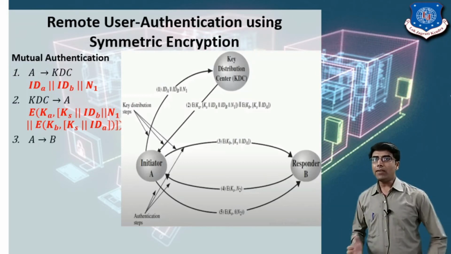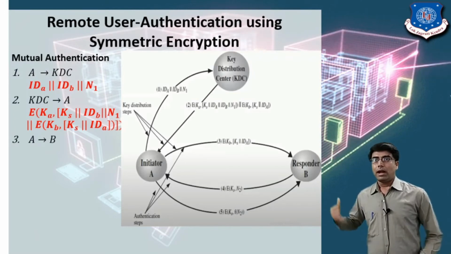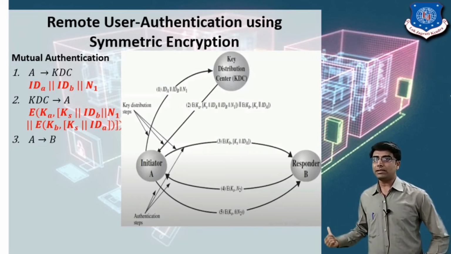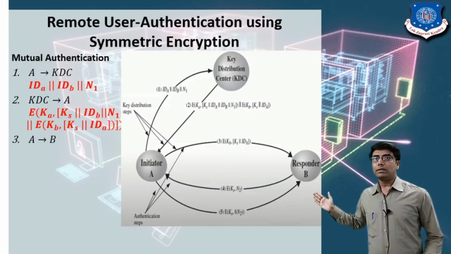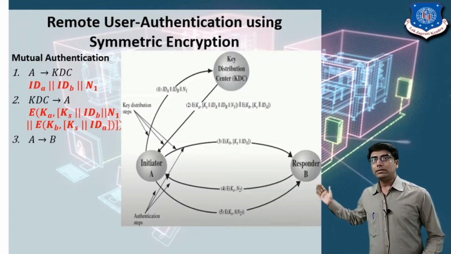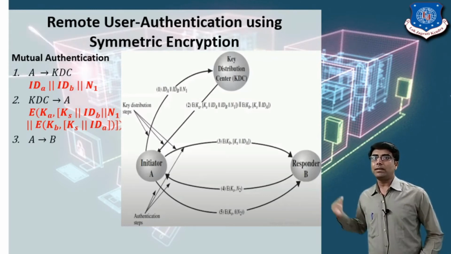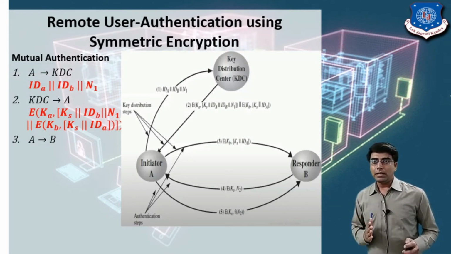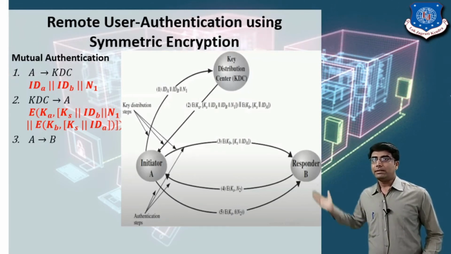Now user A will decrypt the message with their master key and get the session key. The second portion of the message, E of KB, KS appended with ID A, can only be decrypted by user B, because it was encrypted for user B. So only user B will be able to decrypt this message.